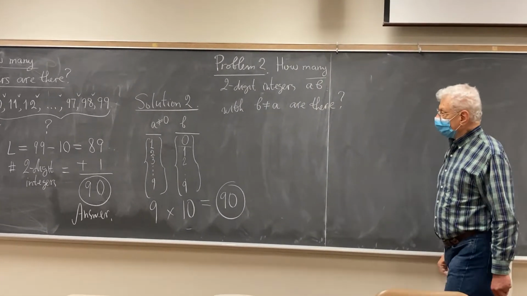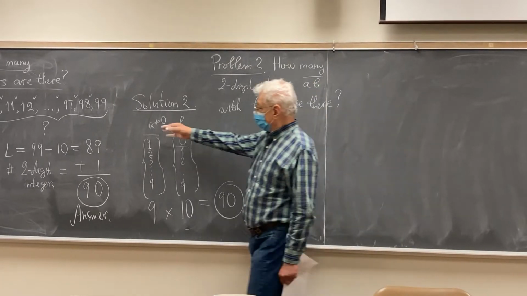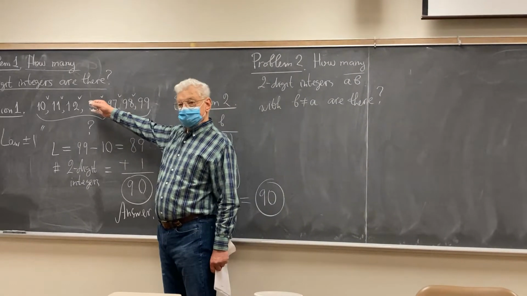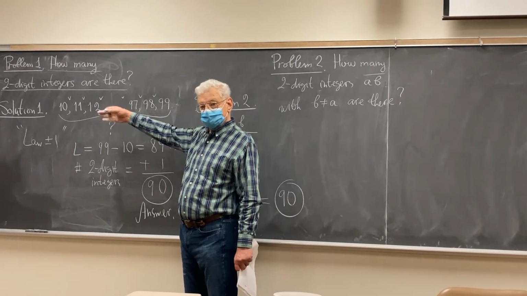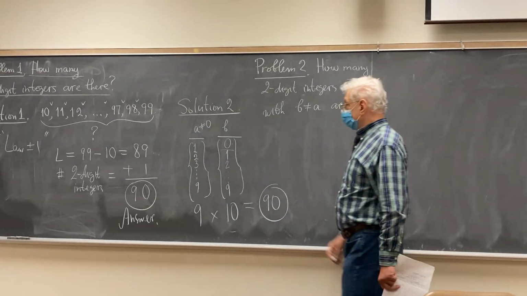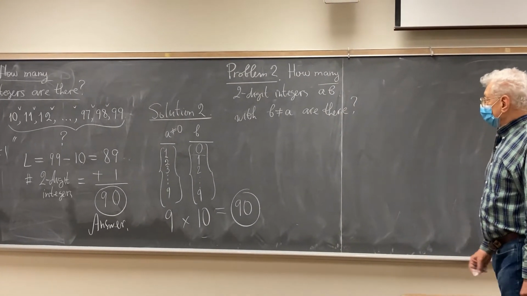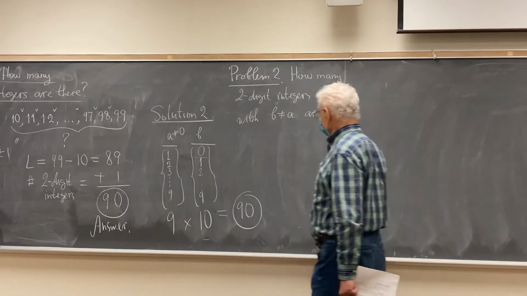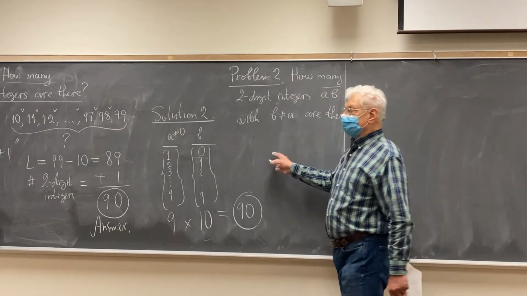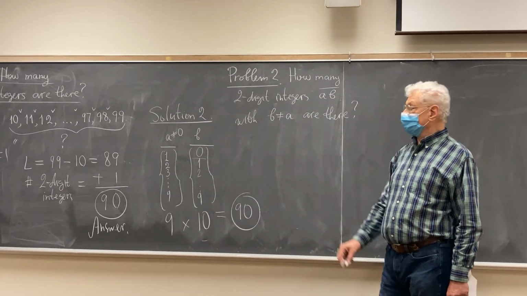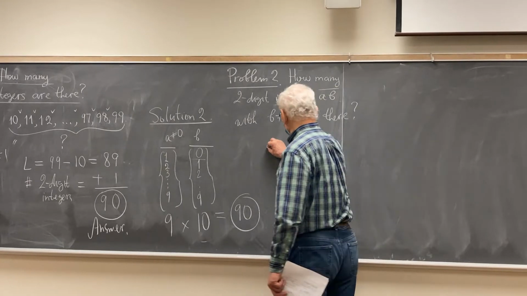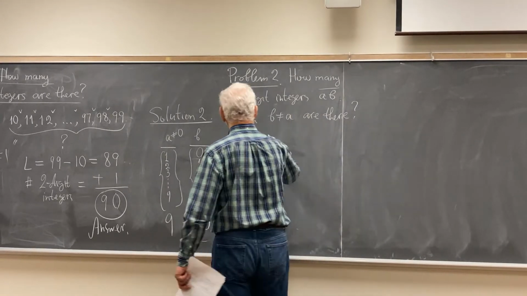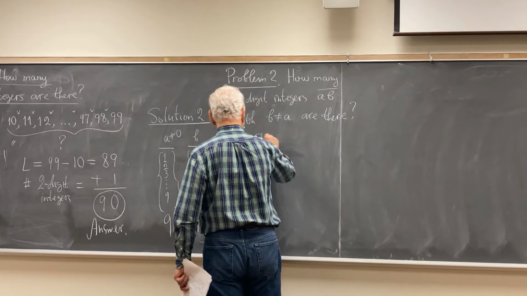Before, in the first case, we considered numbers like 55 or 44, and now we have to remove them. Let us solve it immediately using the fundamental principle. Okay, so let me just write the first solution.